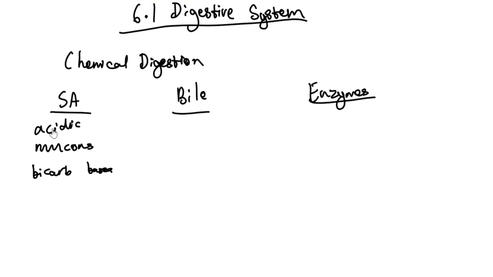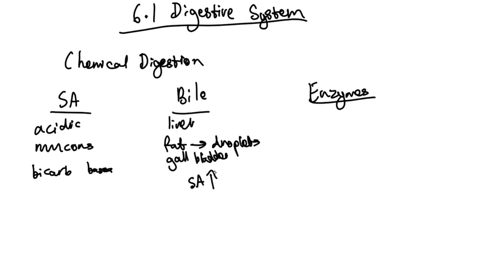Next up, we have bile, which is produced by the liver, concentrated in the gallbladder, and released into the intestines. Bile contains salts which break up fat globules into smaller droplets of fat. It's stored in the gallbladder. This is called emulsification, where the surface area of fats is increased, because it increases digestion.